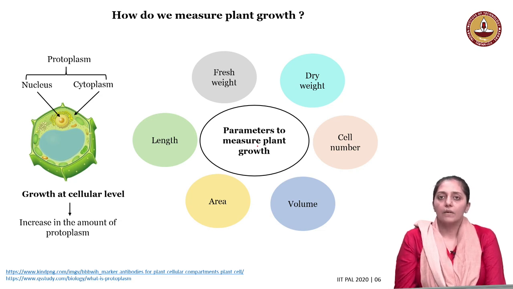For example, plant growth can be depicted in terms of fresh weight or dry weight mass, or in terms of cell numbers, the rate at which the cell number is increasing. If it is one dimensional, then we can measure the length of the plant, two dimensional area wise, and three dimensional volume wise.